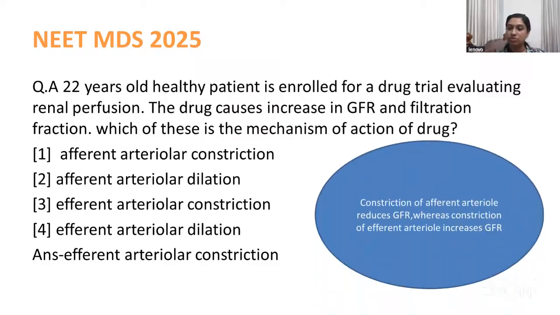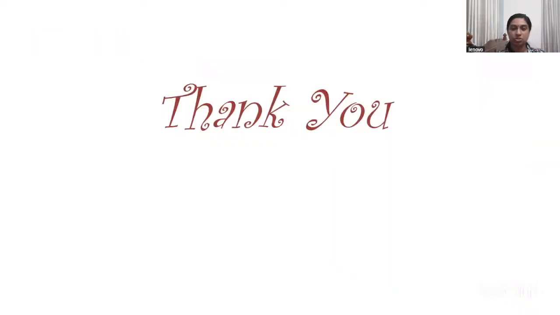Constriction of the afferent arteriole will reduce the amount of blood reaching the glomerulus and hence will reduce the GFR, whereas constriction of the efferent or outflow vessel will increase the GFR. There are many other factors which affect the GFR. So this is all about this topic.